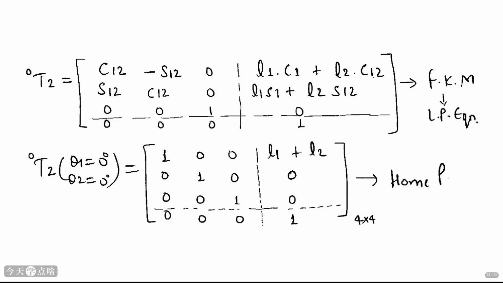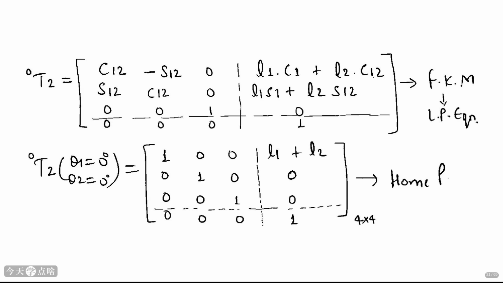Let's look at the structure of the resulting transformation matrix, 0T2. The top left 3x3 part is the rotation matrix. The elements involve cosines and sines of the joint angles θ1 and θ2. The top right 3x1 column vector contains the position coordinates of the end effector. These coordinates depend on the link lengths L1 and L2 and the joint angles θ1 and θ2. The bottom row is always 0, 0, 0, 1.